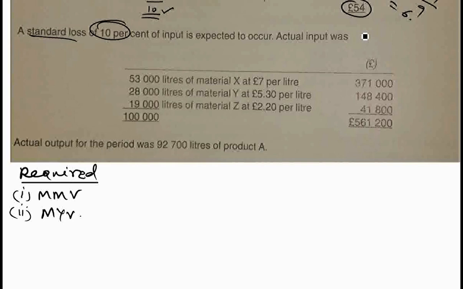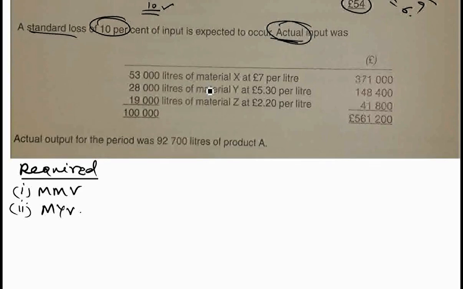Actual input was as follows. So the other data was standard; now this is actual. 53,000 liters of X at 7 bob, 28,000 liters of Y at 5.3 bob, and 19,000 of Z at 2.2. Actual output for the period was 92,700 liters of product A. Required: material mix variance and material yield variance.